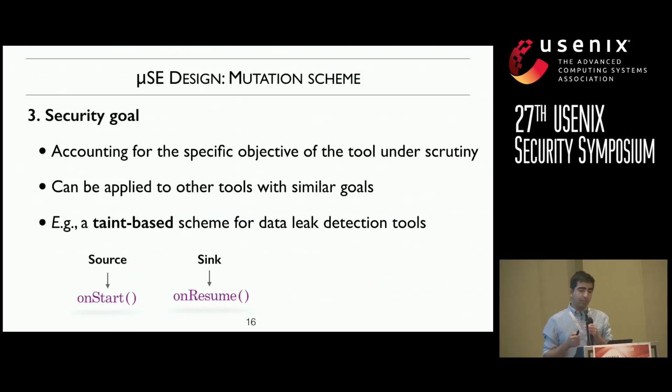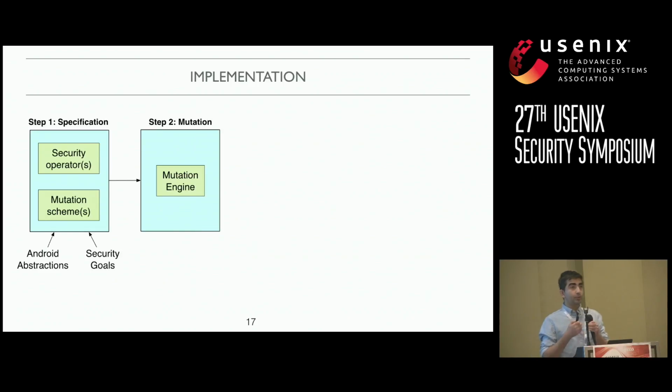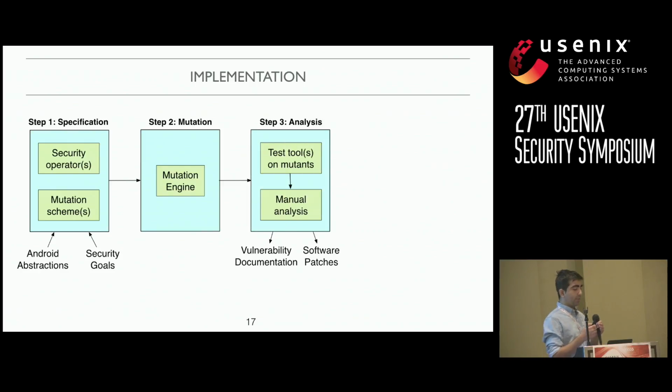So now that we have discussed the design, let's move on to the implementation. Our implementation can be divided into three different phases. First, we specify the security operators and mutation schemes using the Android abstractions and security goals. We use a mutation engine and use these specifications to generate a set of mutants. These mutants are tested against the tool that we are analyzing, and we manually analyze all the unkilled mutants from this setup.